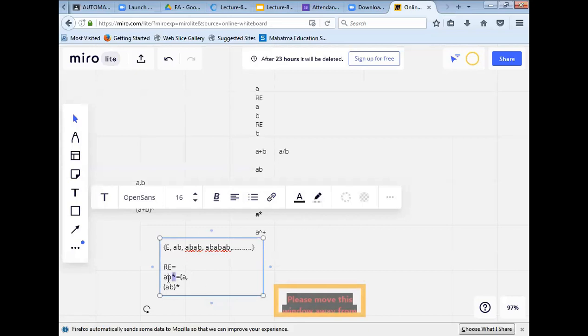Since this star is given to only B, this star is given to only B. So zero or more number of B's. The language is A followed by zero or more number of B's. This star is only for this B. So it will be A, AB, ABB, ABBB, and so on. I hope you are getting this, students. If you get this, then you will know why this is correct. Okay, so now if you see AB whole star, matlab ye star jo hai, this is for whole AB, that is repetition of AB zero or more number of times. Theek hai? Is this clear?